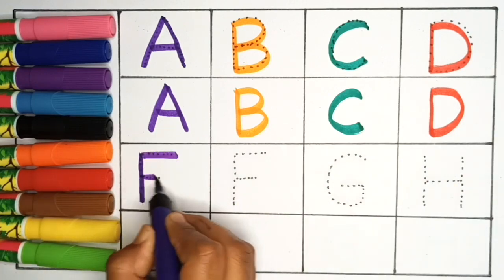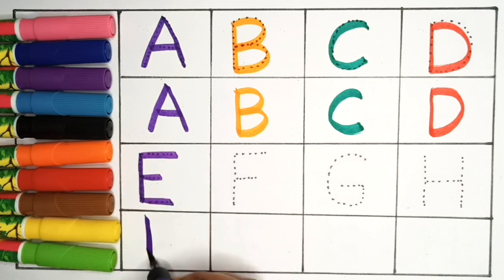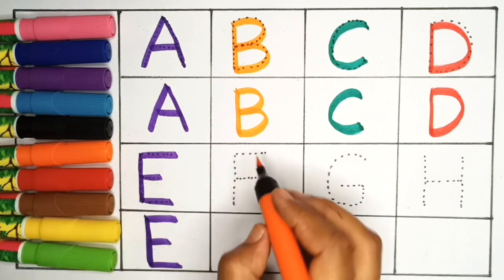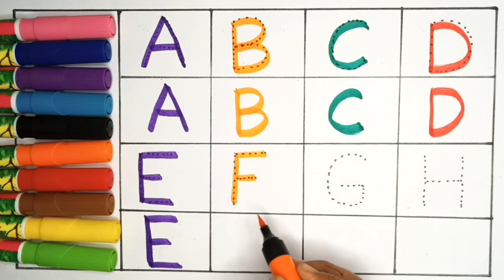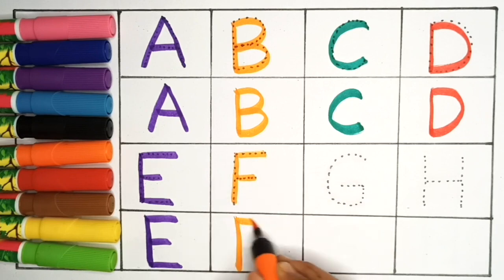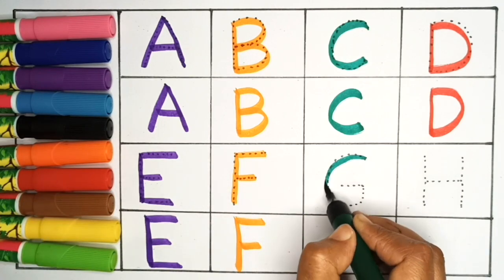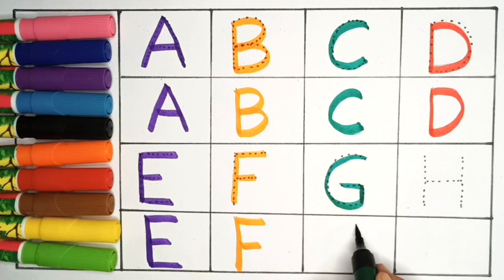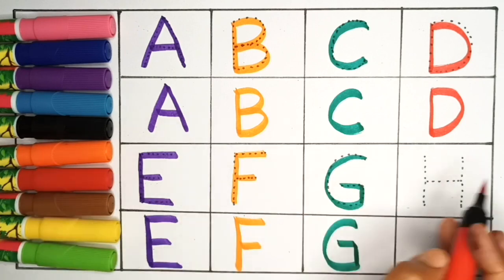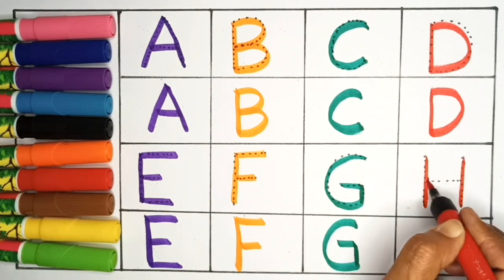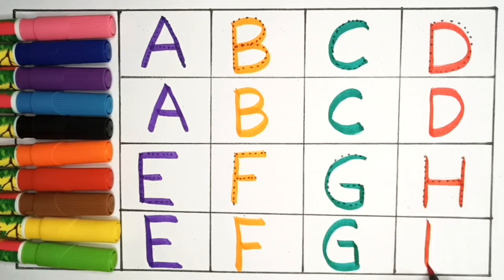E, E for elephant. F, F for fish. G, G for grapes. H, H for hen. Thank you.